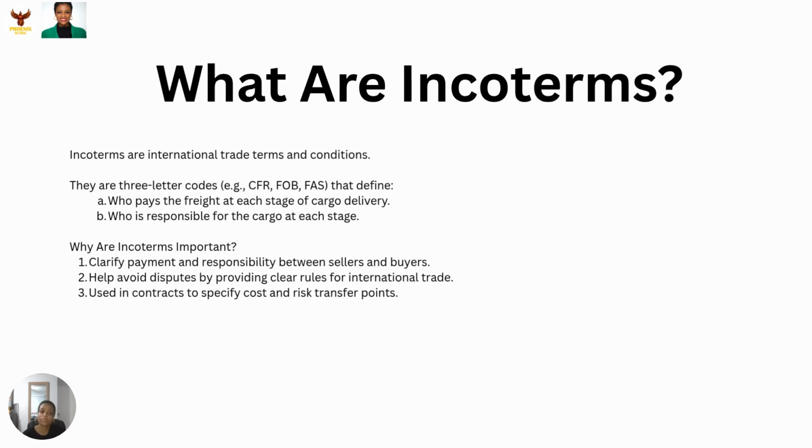What are Incoterms? Incoterms are international trade terms and conditions. They are three-letter codes like CFR, FOB, FAS, which we'll go through in this webinar. They define who pays the freight at each stage of cargo delivery and who is responsible for the cargo at each stage. Why are they important? They clarify payments and responsibility between sellers and buyers. They help avoid disputes by providing clear rules for international trade. They are used in contracts to specify costs and risk transfer points.